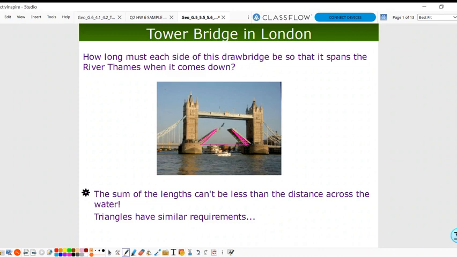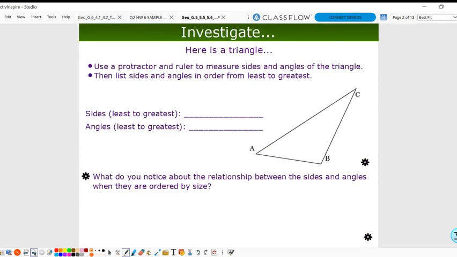And think about when it comes down and our pieces meet up, do we want those drawbridge pieces to be shorter when we add them up than the third side? Would that make a safe crossing for a bridge? Or do we need them to be longer so that when they fall down and come together, they overlap? Triangles are similar. The sum of the lengths can't be less than that distance across the water. Otherwise, this would not be safe.